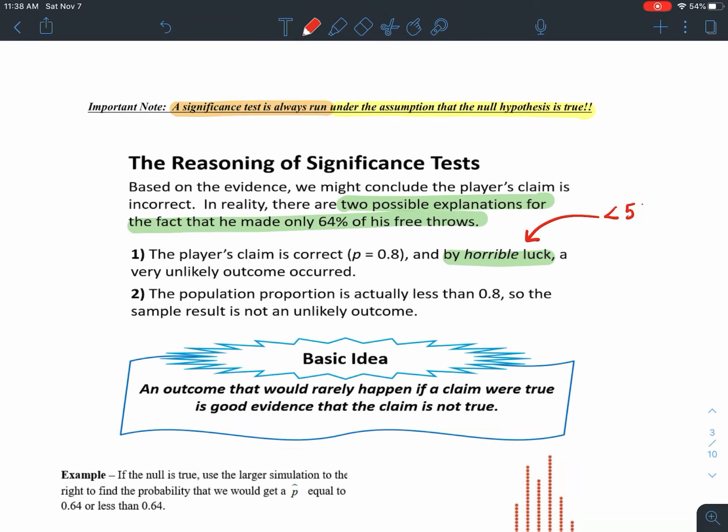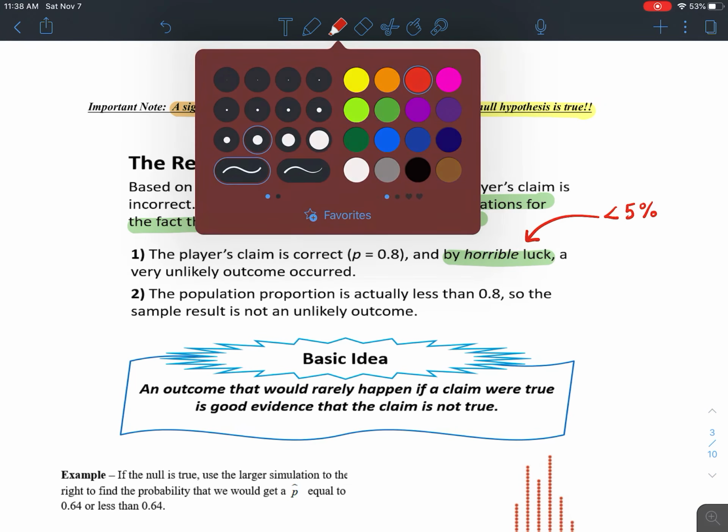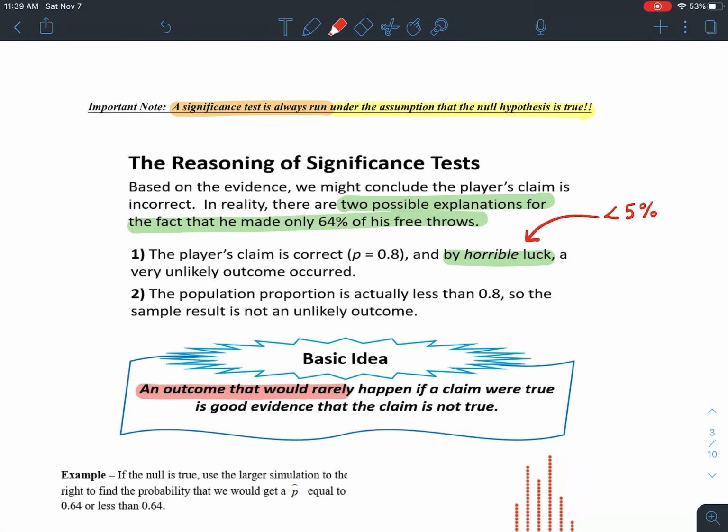Or the other explanation for why he only made 64% of his shots is that the population proportion of him making these shots is actually less than 80%, meaning he's not an 80% free throw shooter. So, more often than not, he would actually be shooting well under 80%. Okay, so here's the basic idea with these significance tests. An outcome that would rarely happen if a claim were true is very good evidence that the claim is not true. Okay? So let's go back to looking at this simulation here.